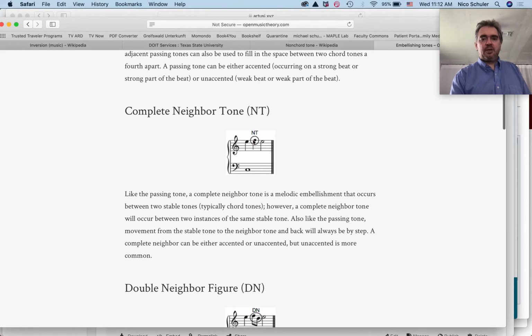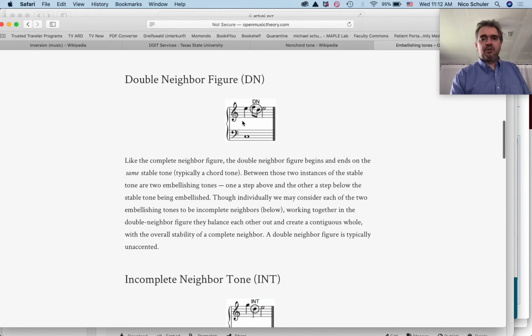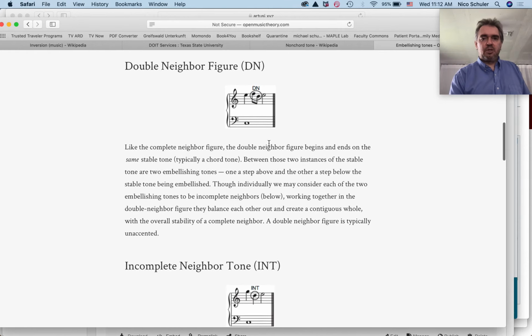Similarly, there's a stepwise motion up and back down, so this is a neighbor tone. We have double neighbors here in C, from E, from the chord tone going to a non-chord tone up by step, leaping down to another non-chord tone and resolving back up to a chord tone. So we have a double neighbor figure or a double neighbor tone.